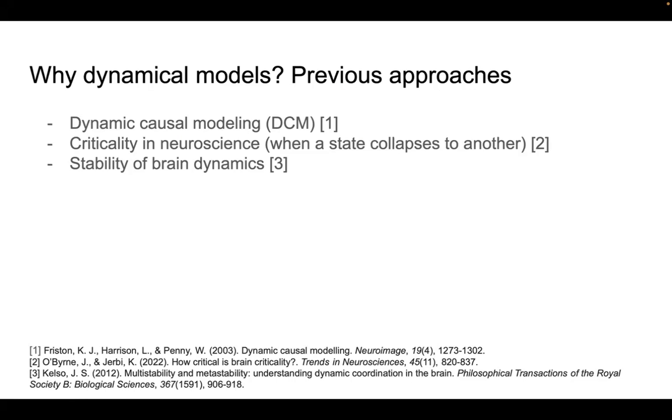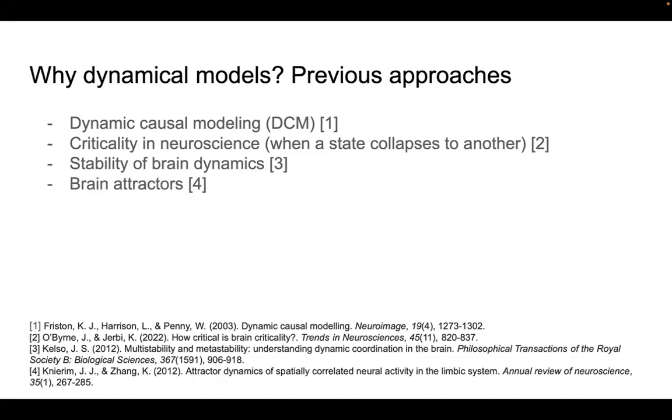Criticality in neuroscience is big. We use it in whole brain, but oftentimes you see these things in neuron models because for neurons, we actually know the dynamical system model. Like the Hodgkin-Huxley model is a way to describe the firing rate of a neuron. That's a model that we can look at and see when it's critical, which means that a state collapses to another. And then we can look at stability of brain dynamics, which I'll show you in the next slide, and then also brain attractors.